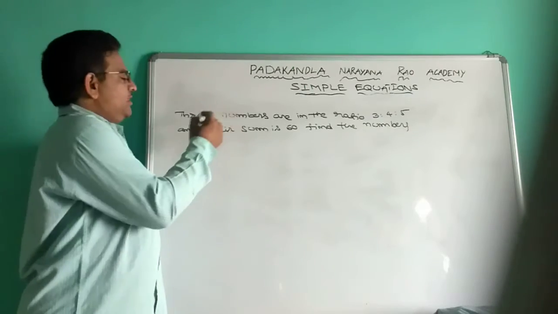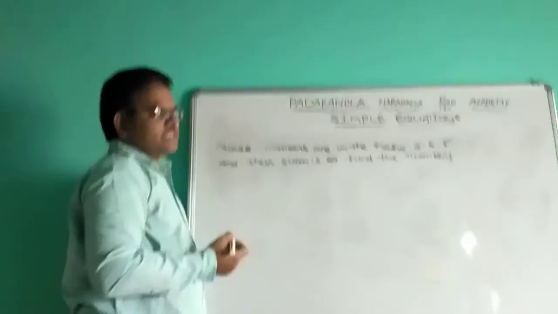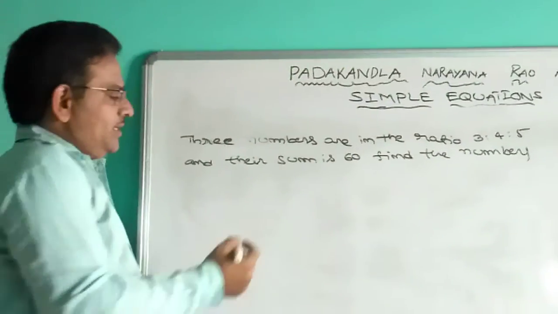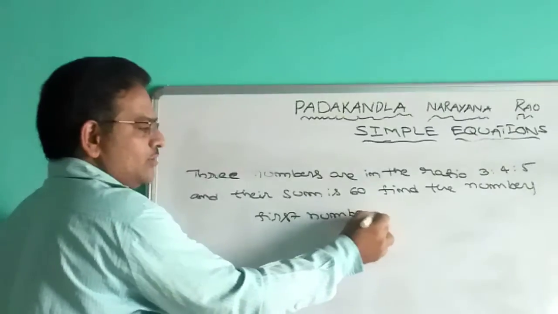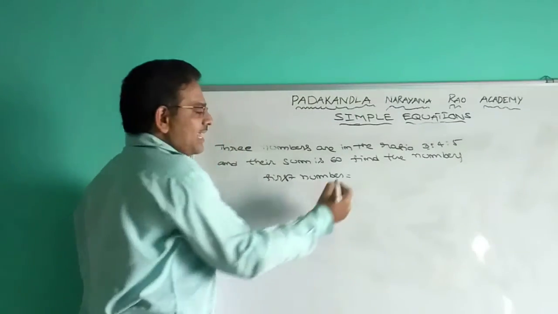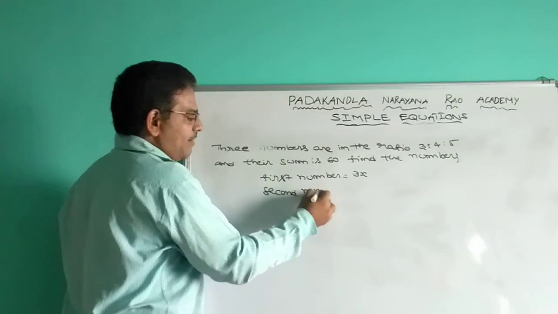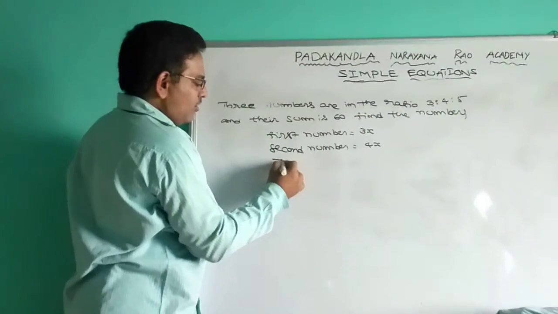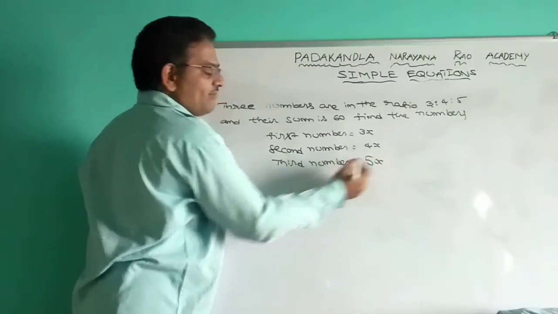Three numbers are in the ratio 3:4:5 and their sum is 60. Find the numbers. Now, anytime ratios are given, immediately take one constant. The first number equals 3x. Automatically the second number equals 4x. The third number equals 5x.